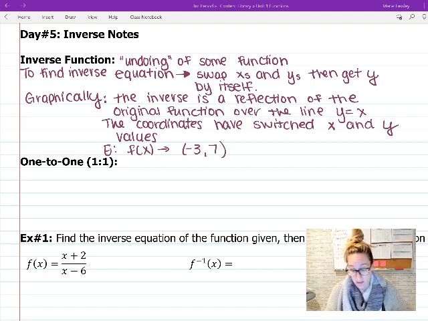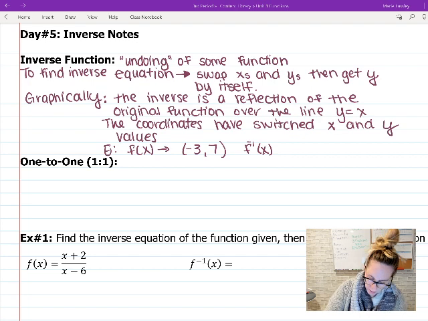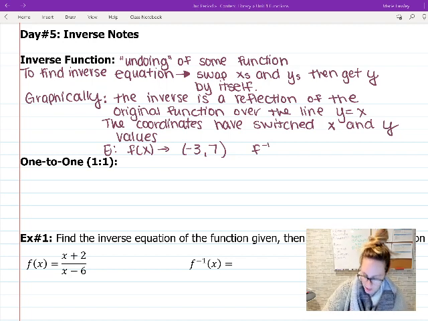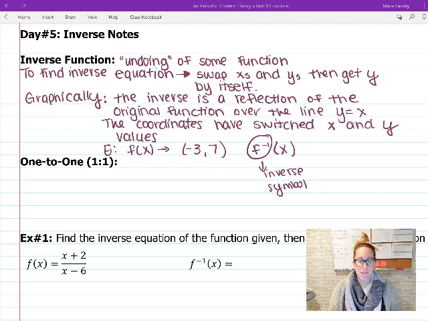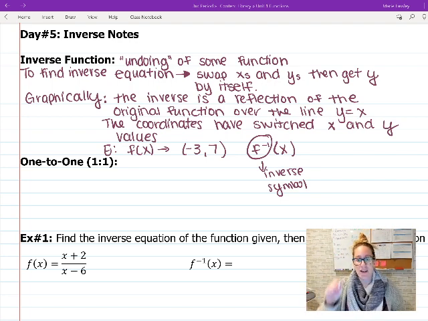The inverse function, now this is the symbol for inverse. So you have an f, and then we put a -1. Let me just rewrite that. So f -1 of x, right? This is the inverse symbol. And if your function wasn't f, say your function was g, say you had g of x, then it would be g to the -1 exponent of x. So the -1 piece is the symbol for the inverse.